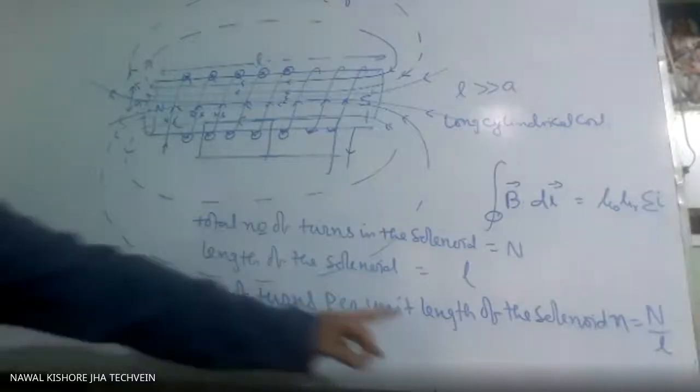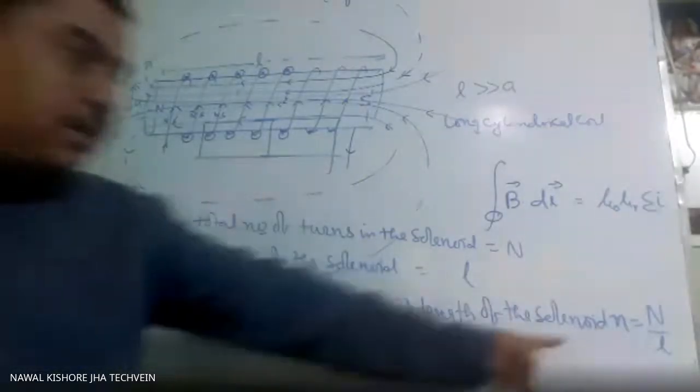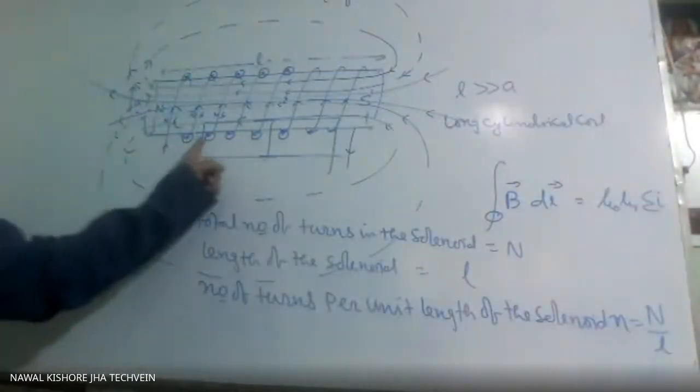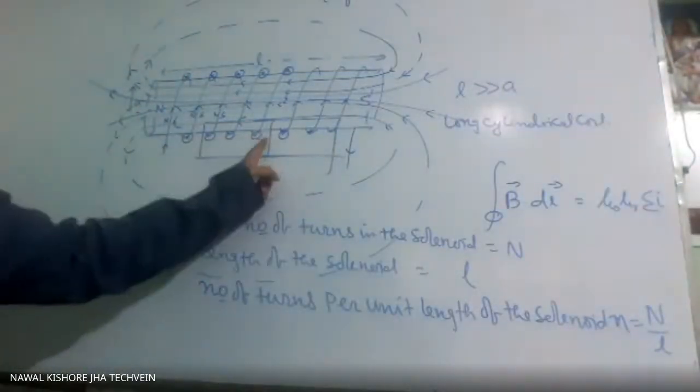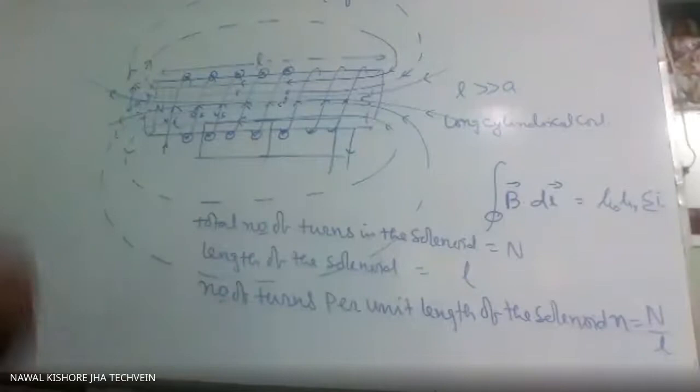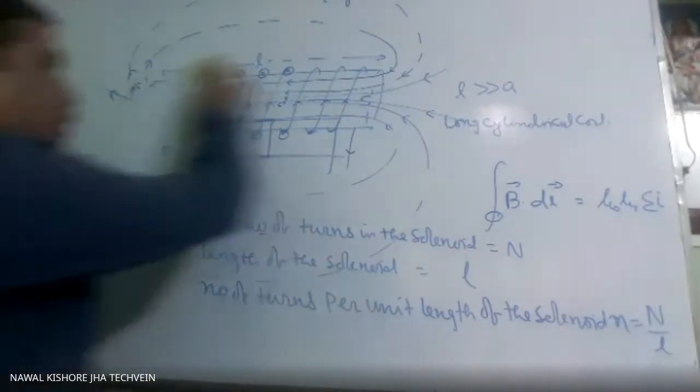So if the number of turns per unit length, that is small n, is given, and you are considering a loop of length, suppose 10 centimeter, then we can find the number of turns as n times the length of that particular loop. Now, how will you use this?